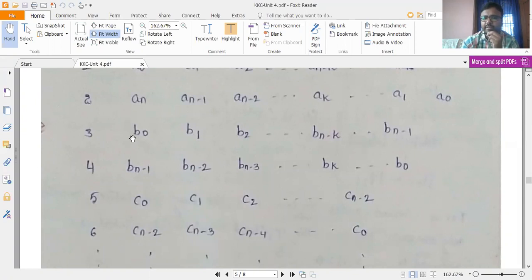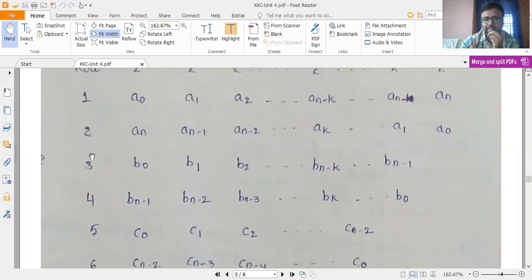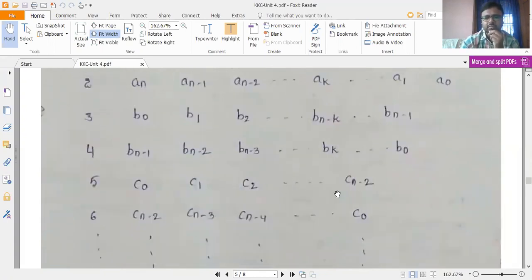So this third row is going to be obtained. The third row values, that means b0, b1, b2 and so on up to bn minus 1 or bn, are going to be obtained based upon the calculation of the first row and second row. And similarly, the c0, c1, c2 values are going to be obtained based on the calculation of the third row and fourth row.